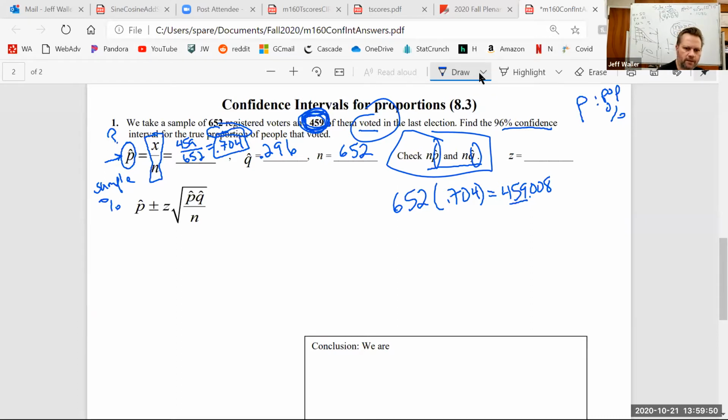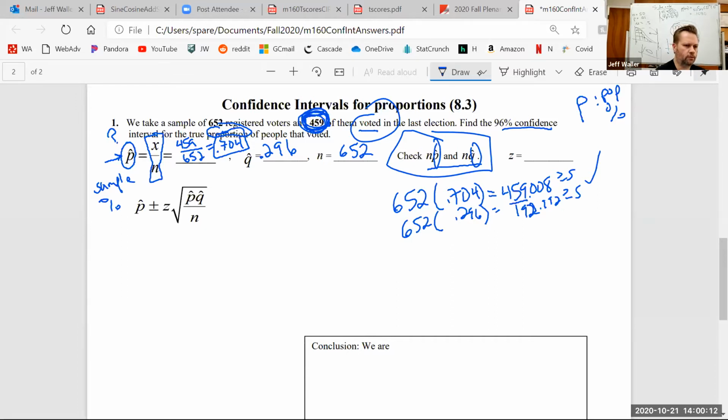So let me put this back in. 652, 296. That was what, 190 something? Can't remember now. 192.992. I don't care. It's bigger than or equal to 5. That's what matters.